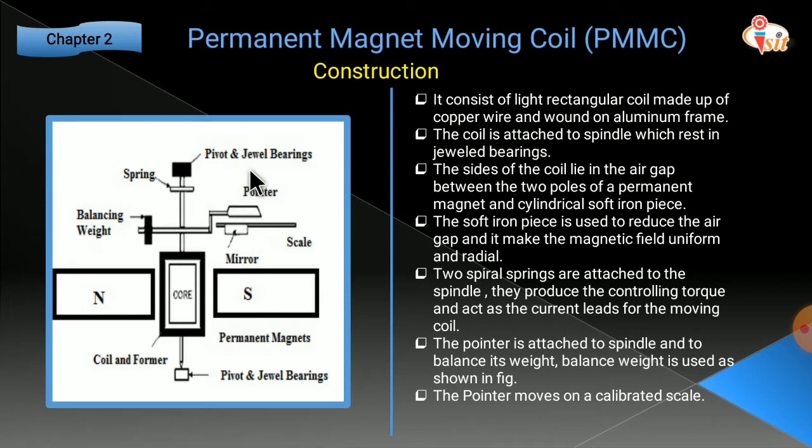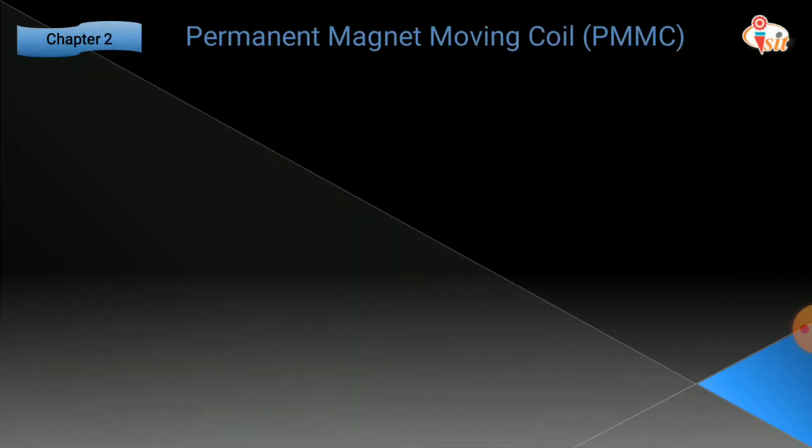This is a jewel bearing. This is a spindle which is attached to the coil, and this spindle rests on the jewel bearing. Now this is about the constructional diagram of permanent magnet moving coil. Then what is the working of permanent magnet moving coil?